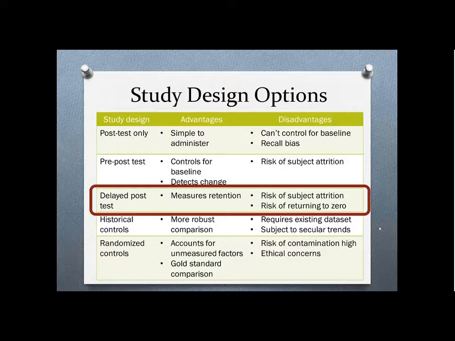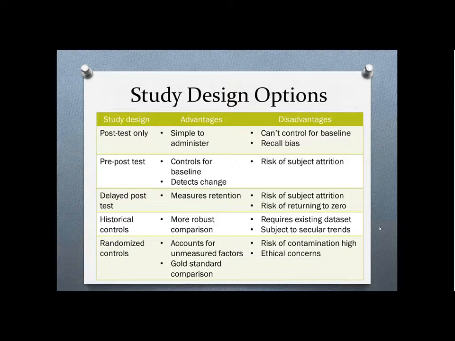There's, again, the risk of subject attrition, especially once you have residents or medical students that sort of rotate off. It is harder to track them down. There's also the risk of having the skill completely disintegrate. And so you may have shown that in your immediate post-test, you had gain in knowledge, but then 3 months later, it all went away. Therefore, you have a negative result study that may not be easily publishable.